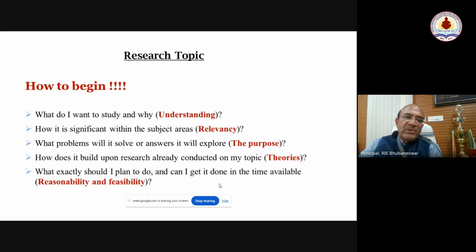So what do I want to study? That should be very clear to one, and what that study will lead to, why one should study. So this type of understanding must be there. Then how it is significant within the subject area, its relevancy. I would like to give certain examples also, right? For example, I am a student of physics as well as education, both. So I will give both types of examples, right?